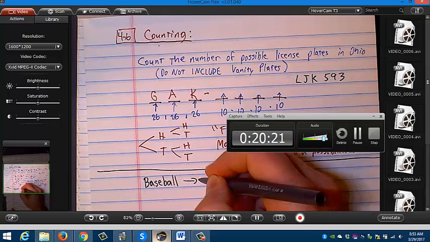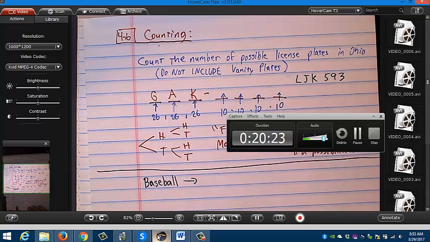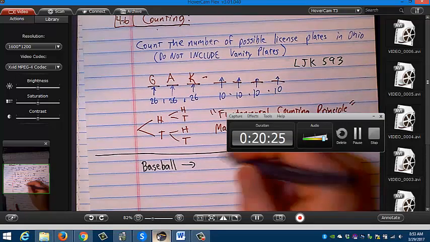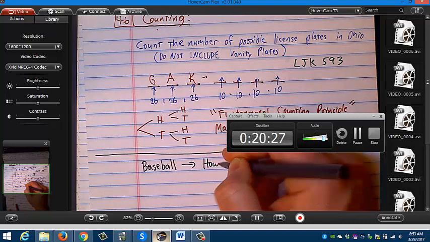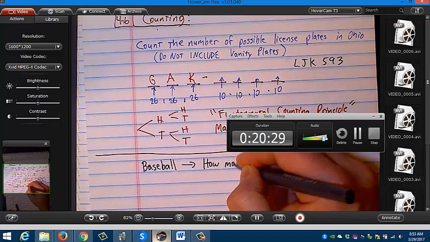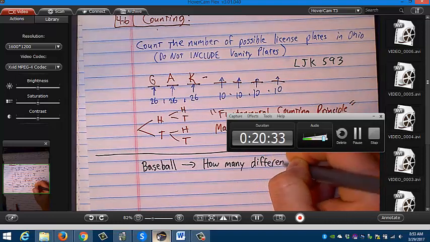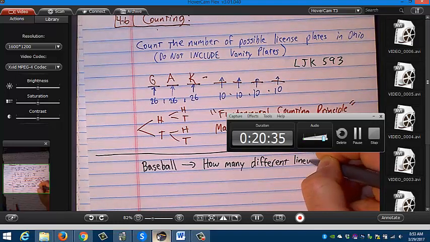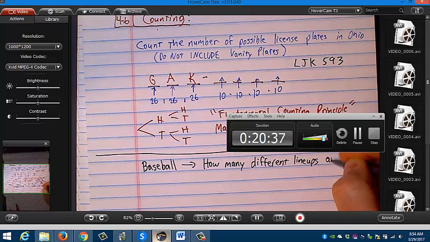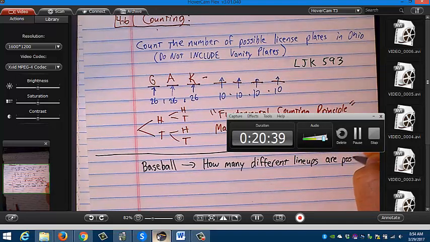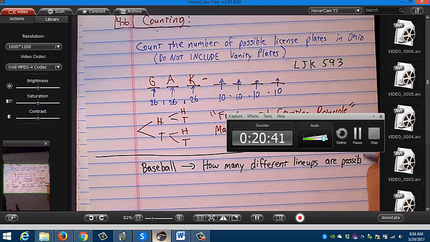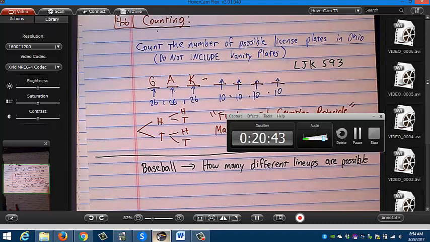Okay, so some of you know the rules. You're going to have 9 players out there. And the question I'm going to ask, which I think is an interesting question, is how many different lineups are possible? With all the success the Indians had last year, Terry Francona, I mean, people love him here in Cleveland, right? And what does he do? He sits there and makes up the lineup, right?